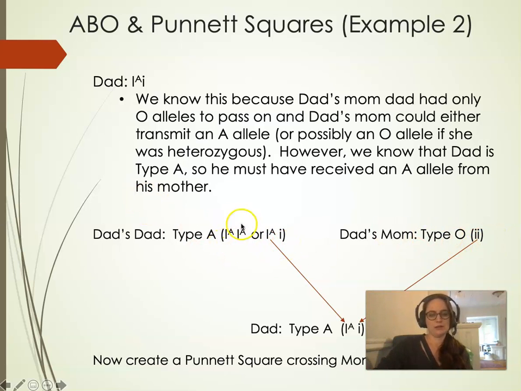So do this on one axis and this on the other axis, and then do another one that's this on one axis and this on another axis, and then circle all the ones that lead to dad's phenotype. Get it? Let me know if you don't. Email me.